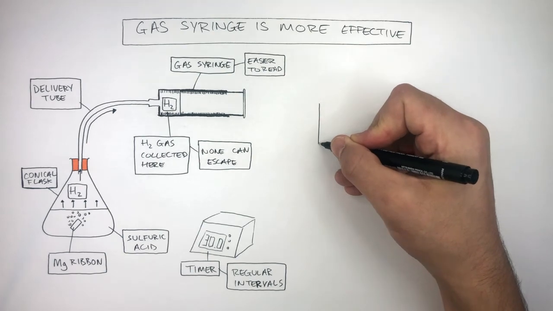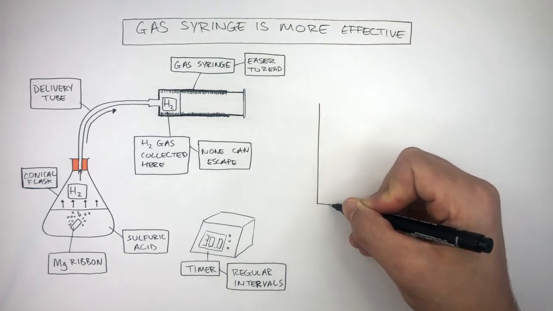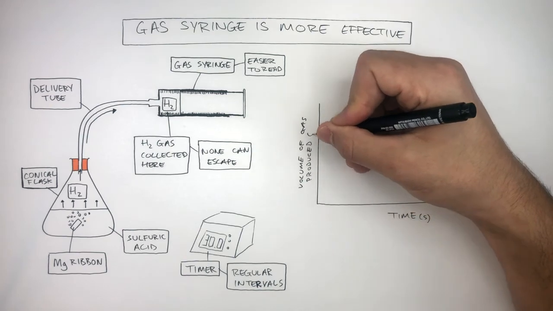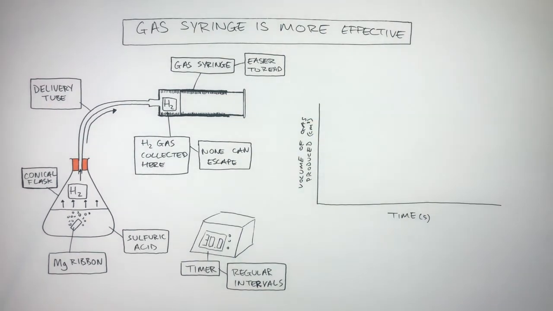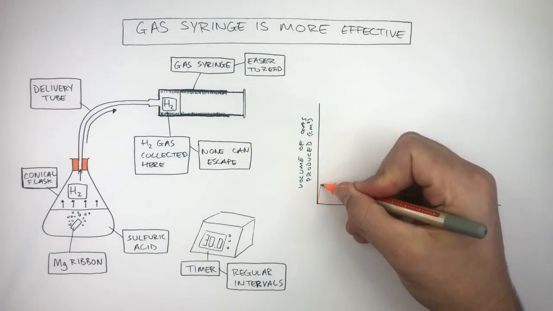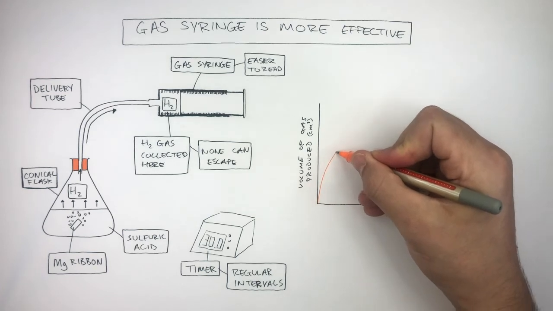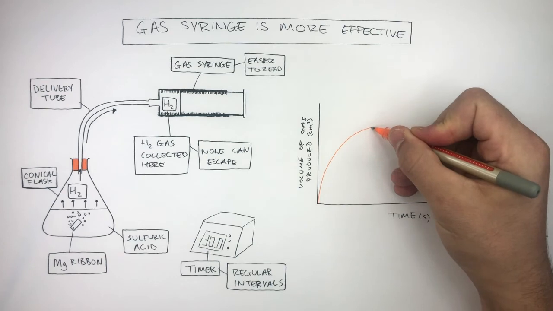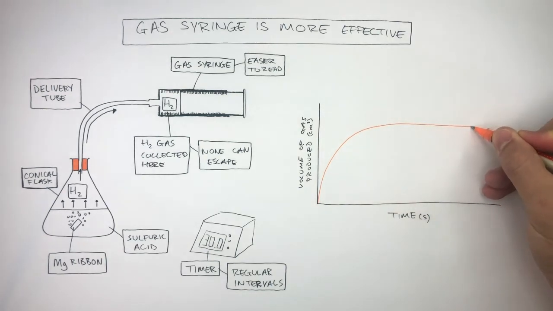The results of this experiment can be plotted on a graph. On the x-axis is time in seconds, and on the y-axis is the volume of gas produced in centimeters cubed. The volume of gas produced increases dramatically at the beginning. The rate of increase then begins to slow down until no more gas is being produced.